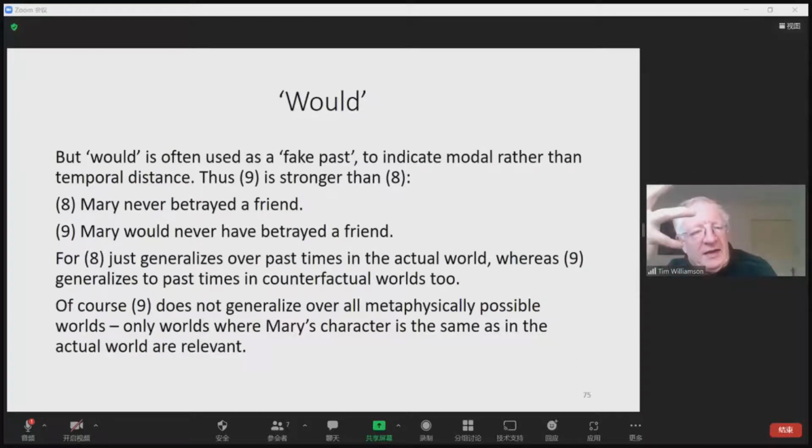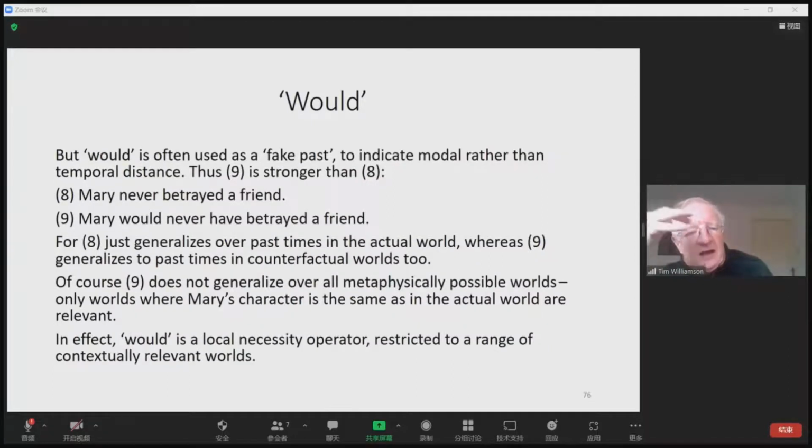So, obviously, when you say something like Mary would never have betrayed a friend, you're not generalizing over all metaphysically possible worlds. You're only generalizing over worlds, for example, where Mary's character is the same as in the actual world. Those are the only relevant ones. So you're holding Mary's character constant, even though, of course, if she'd been brought up in a different way, she might well have behaved differently. But you're holding her character constant. You say she would never have betrayed a friend, that her actual character would have prevented her from betraying a friend. And so you're just generalizing over a subset of possible worlds. And so, in effect, the word would in that kind of use is a local necessity operator restricted to a range of contextually relevant worlds.